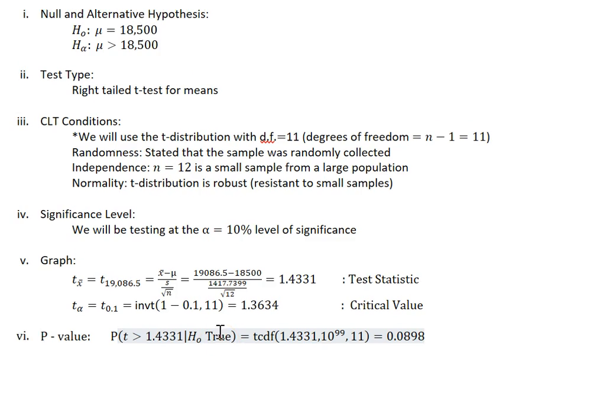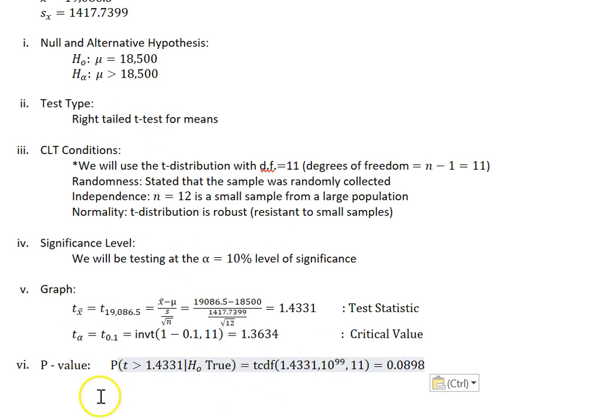So let's look at the graph of this, and we'll just kind of reiterate those two points. So let's remember our test statistic, 1.4331. Our critical value, 1.3634. It's less than, right? My cutoff is less than my test value. And let's look at that area.